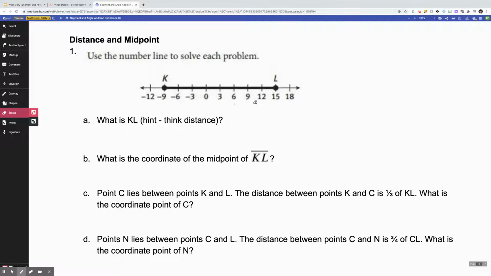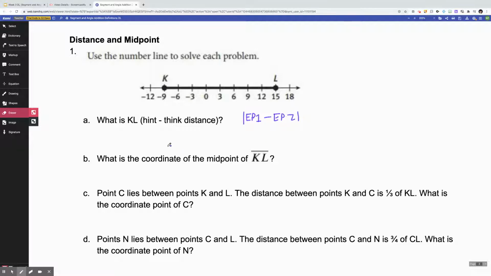All right, so for number one, I have this very fancy line segment KL on a number line where K is at -9 and L is at 15. So the first part of this question says, what is KL? Remember, whenever they ask you for something like this, without the line on the top, that means they want to know the distance here. Okay, so remember that the formula for distance is the absolute value of endpoint 1 minus endpoint 2.